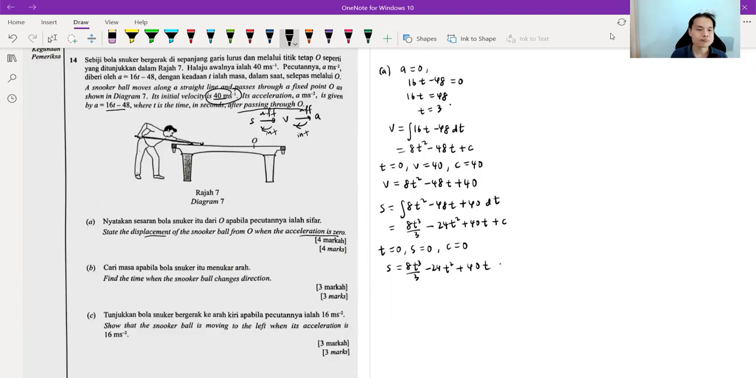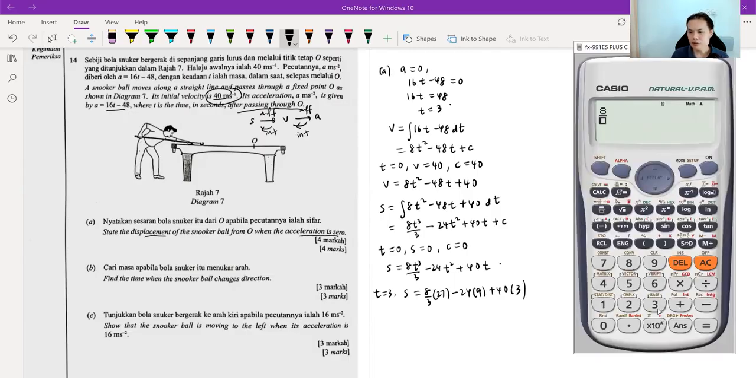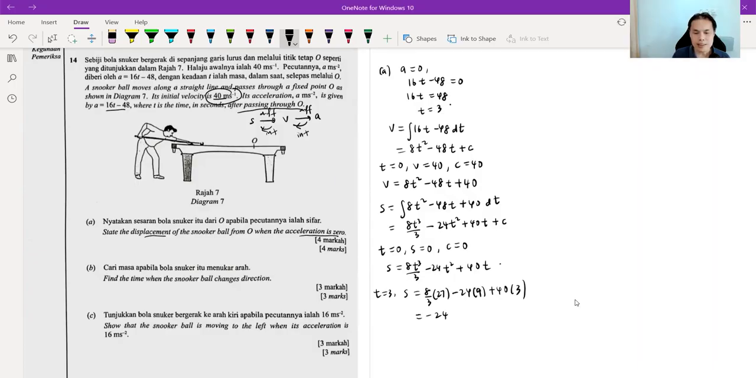I know this is very long. And now we sub in t with 3. When t is 3, s is 8 over 3 times 3 cubed, which is 27, minus 24 times 3 squared, which is 9, plus 40 times 3. Okay, let me use a calculator. This is 8 over 3 times 27 minus 24 times 9, plus 40 times 3. My answer is negative 24. Since the question says displacement, and displacement can be negative, we leave it as negative 24.